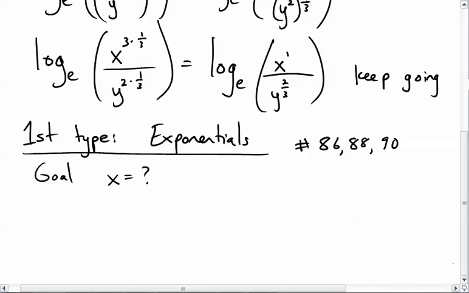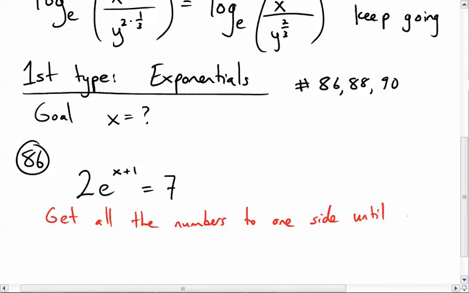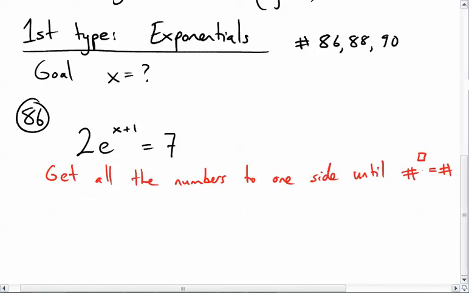Take an example like 86. We're given 2 times e to the x plus 1 is equal to 7. We want to get the x by itself, but it's stuck up in the exponent. So the first thing you want to do is get all the numbers to one side, until you have something of the form number to the power of something equals another number. You just want some exponent on one side equal to another number.